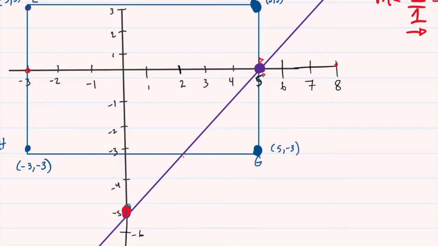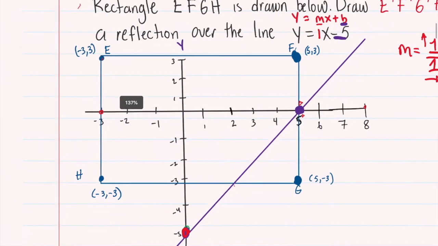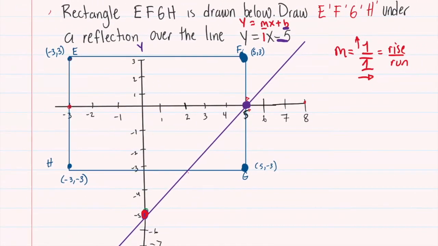Well, now that we know the purple line is correct, we want to reflect these 4 points of the rectangle across the purple line. Well, how do we do this? Very simple. Basically, we got to get these points to touch the purple line and cross it to reflect on it. Reflect is like a flip. So let's start with the easiest one. Let's start with point F.